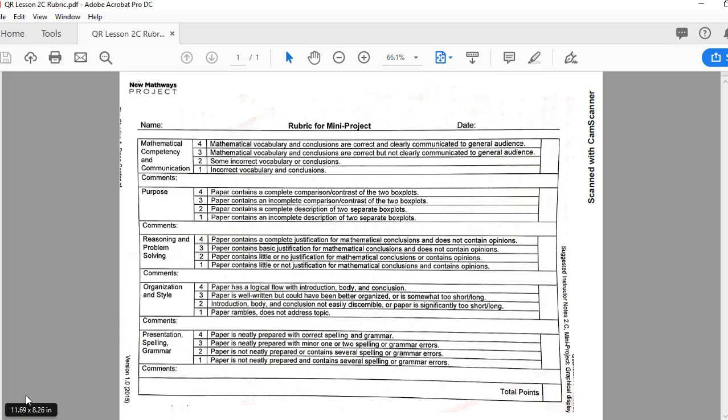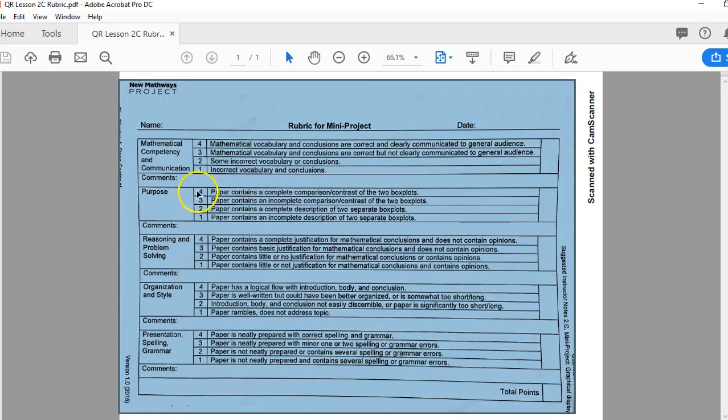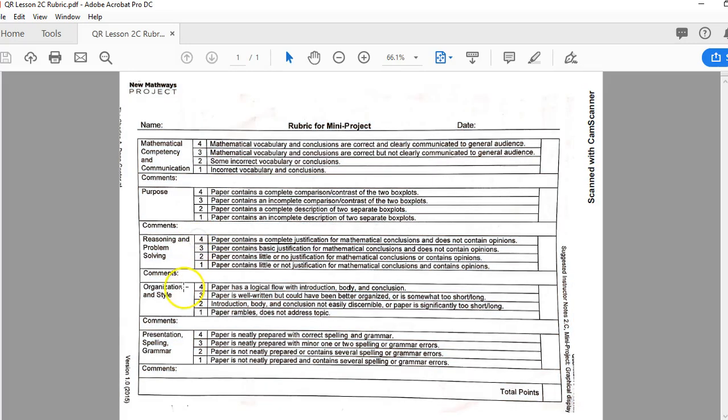These 2 paragraphs at the end of that 2 weeks will be scored using this rubric. I'm going to point out some parts on this rubric. There are 5 parts, including mathematical competency and communication. Before you begin writing, I would go through and read all the 4s, because the most amount of points you can get would be 20. There are 5 of these, and you're capable, you have the ability, to get 4 on all of these sections. So I would read all of the 4s.